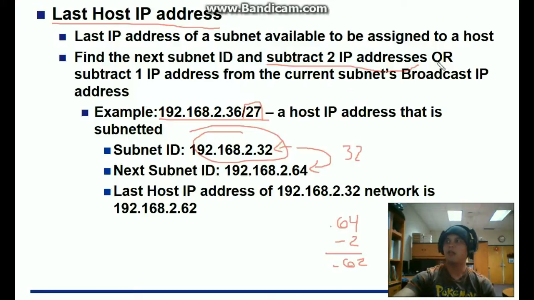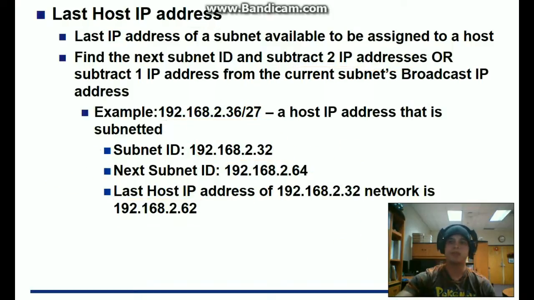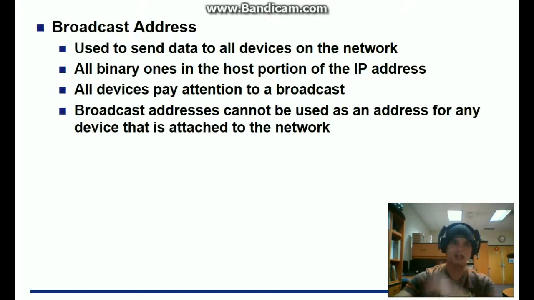All right. Now, there is another way too. You could find out what the broadcast IP address is and just subtract 1 from it. But that just means you have to know what the broadcast IP address is from the very beginning. If you don't know that, the easiest way is to find the next subnet ID, subtract 2, and that will give you the last host IP address. So the answer for that is .62.